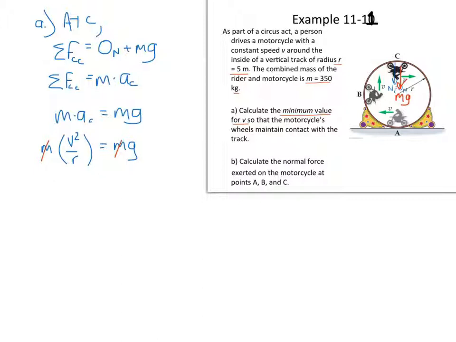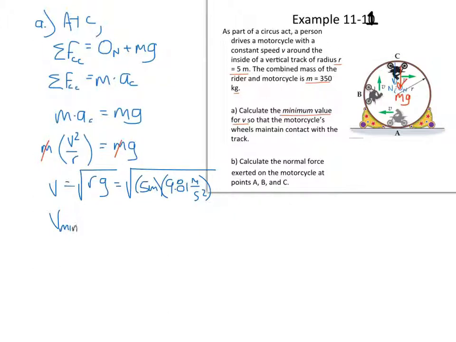I'll get blue. So the V is going to be, I'll multiply the R up and then take the square root. So that is the square root of RG. All right, so R is 5 meters, and G is 9.81 meters per second squared. So our required velocity, or your minimum required velocity, is the square root of all that stuff. So 5 times 9.81, take the square root of that, 7, essentially 7 meters per second. All right?